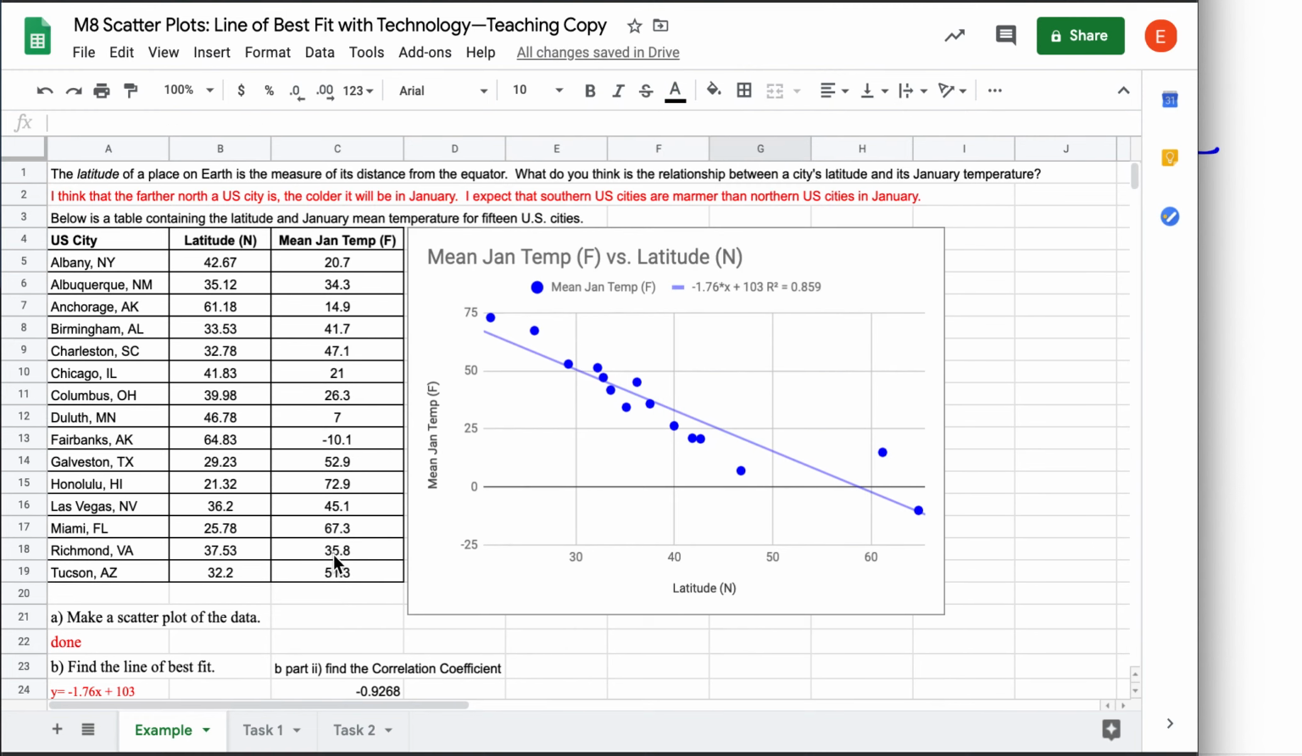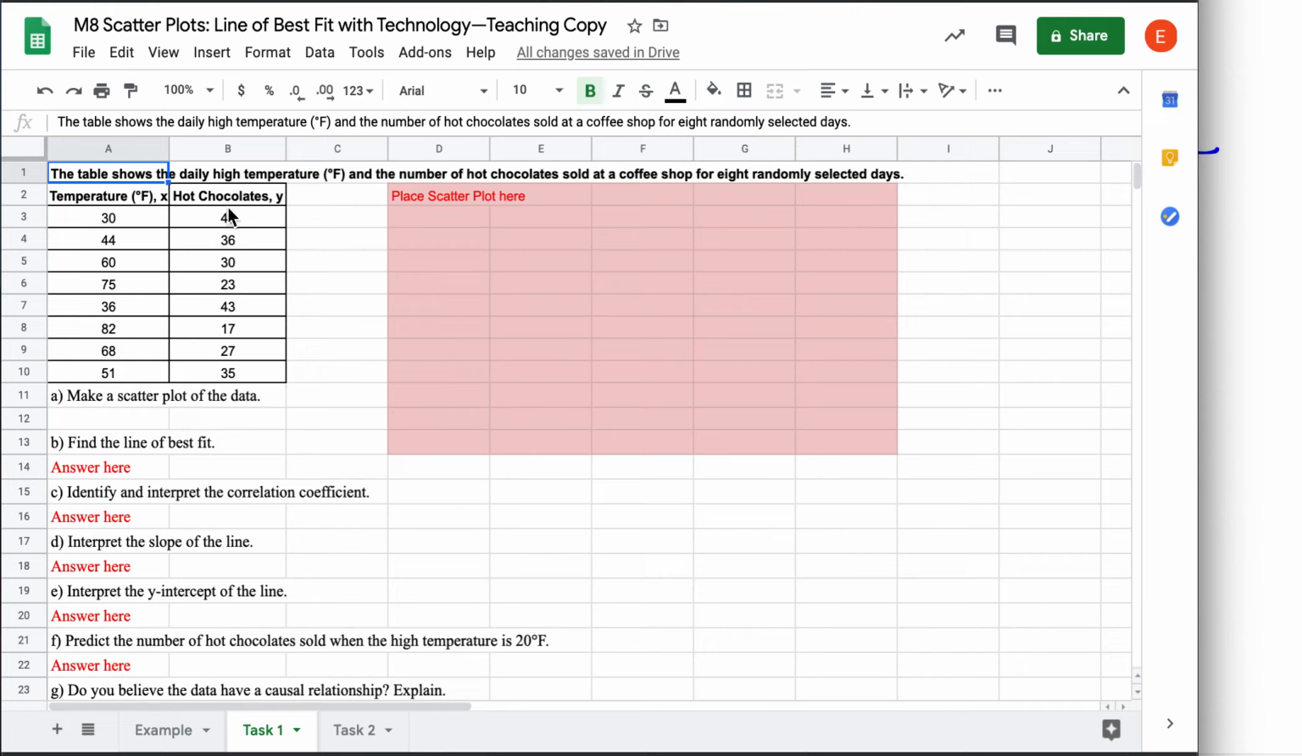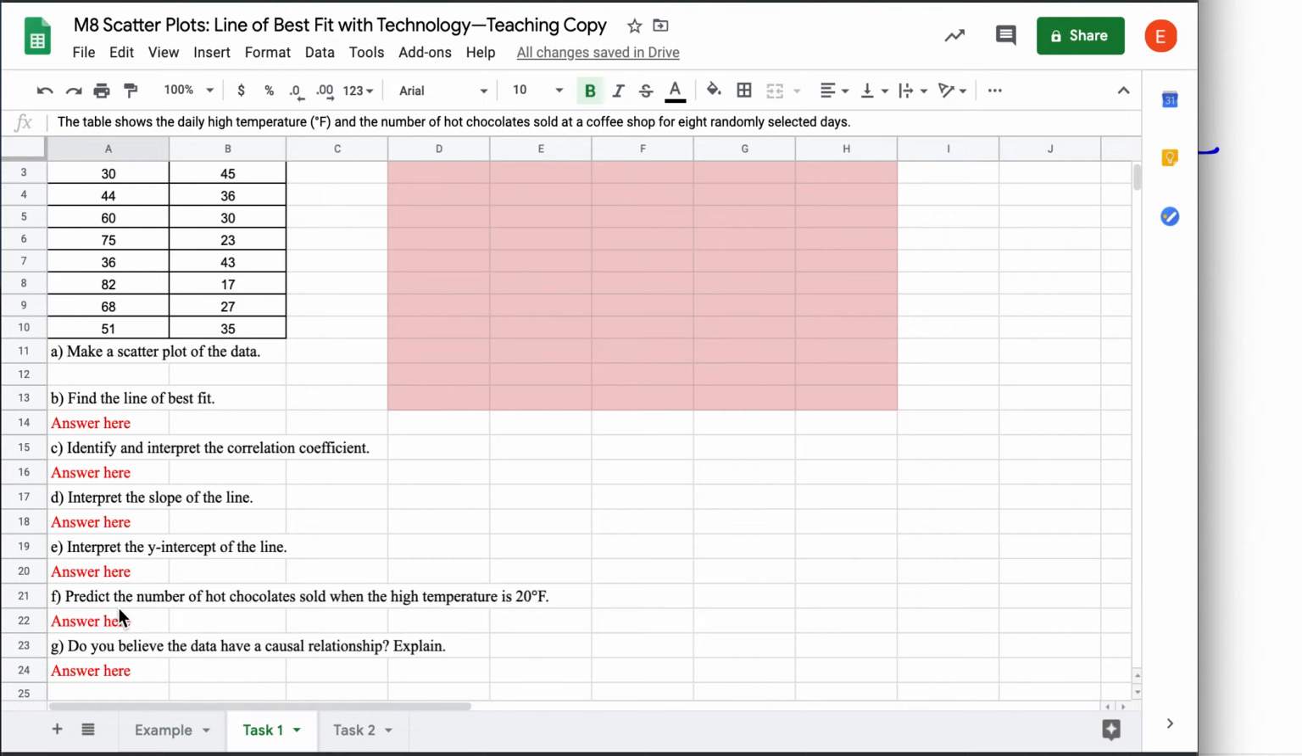Now this will be available for you to look over as you're working through your problems. There are 2 problems. There's a worksheet that explains it as well, but it is all right here in Google Sheets. The first one shows the number of hot chocolates sold at a coffee shop for 8 randomly selected days, compared to the high temperature. You're going to make a scatter plot. Put your scatter plot here in the pink area. Cover up the pink rectangle. Then you are going to answer each of those questions. Leave your answers in red so they stand out.